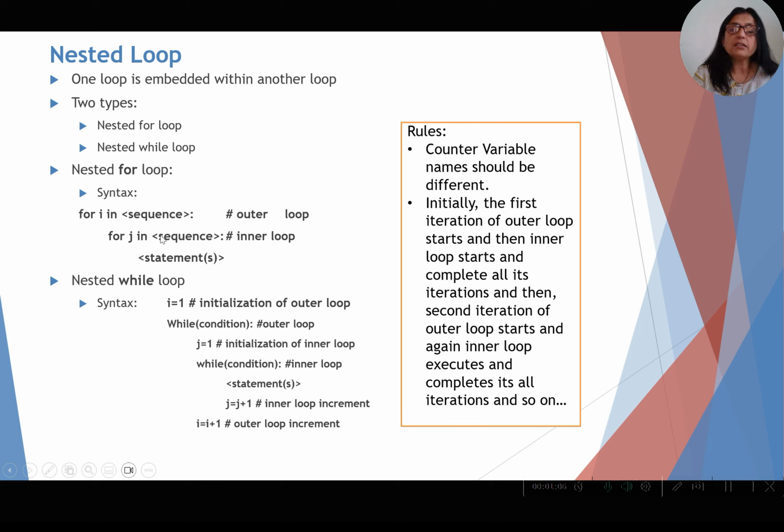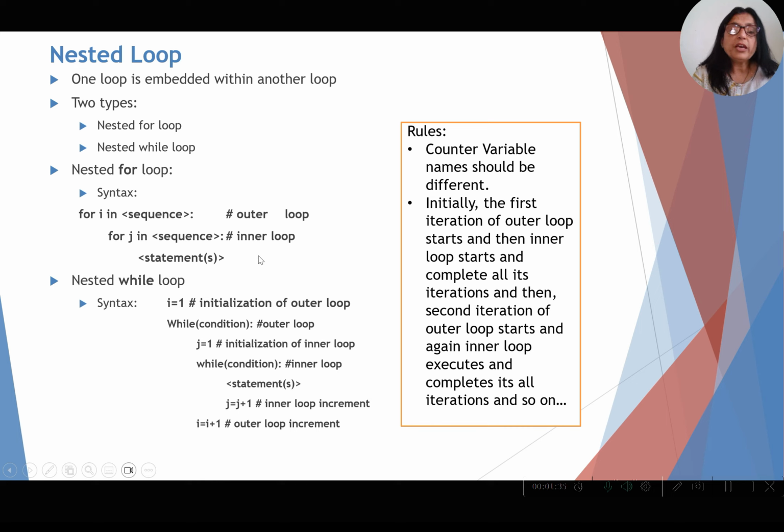The nested for loop syntax is: for i in a sequence, or you can use the range function. Within that loop, another loop: for j in sequence. Here i is the control variable for the outer loop. Look here, this j loop is within the for loop. That is the inner loop. Then within the j loop, the statements will repeat.